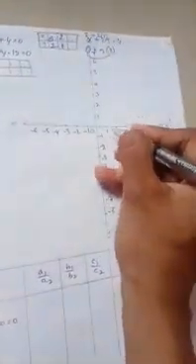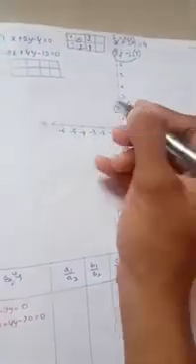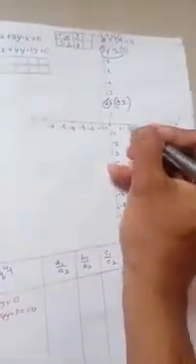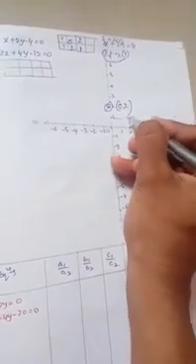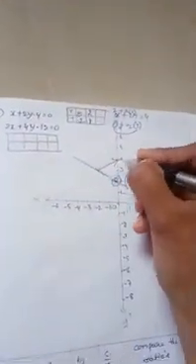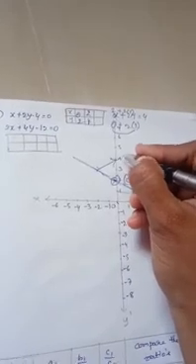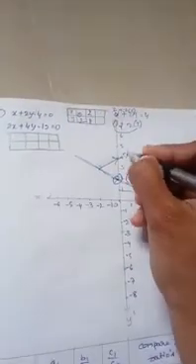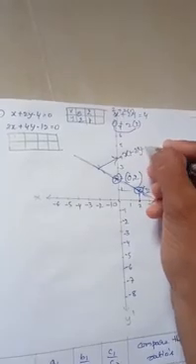0 comma 2, this is 0 comma 2. 2 comma 1 means 2 on x axis, 1 on y axis. This is 2 comma 1. By joining these 2 points, we get one straight line. This is the graphical representation for the first equation, x plus 2y minus 4 is equal to 0.